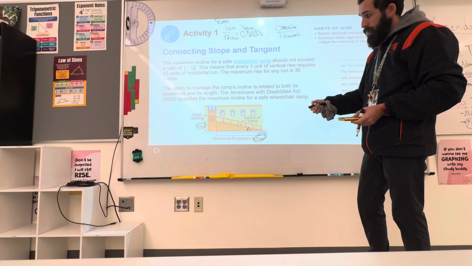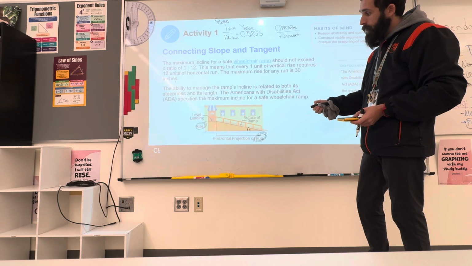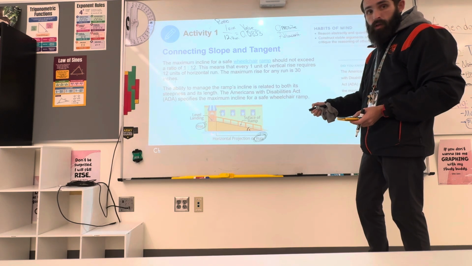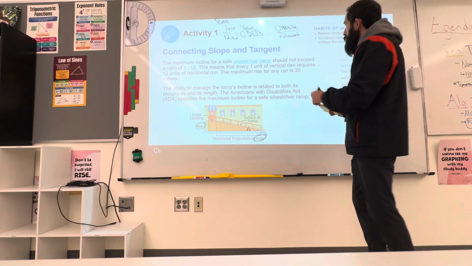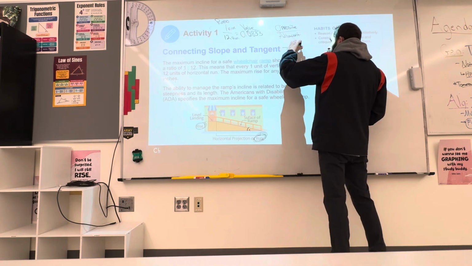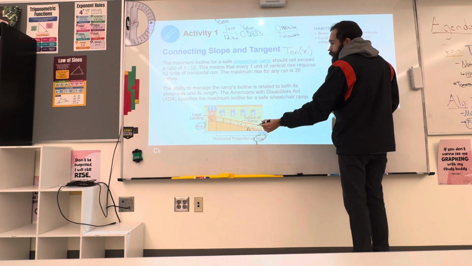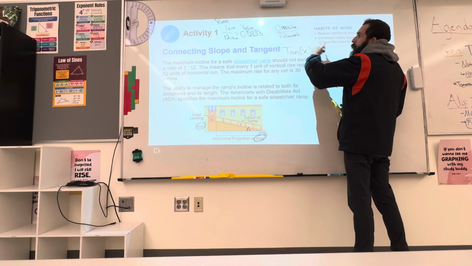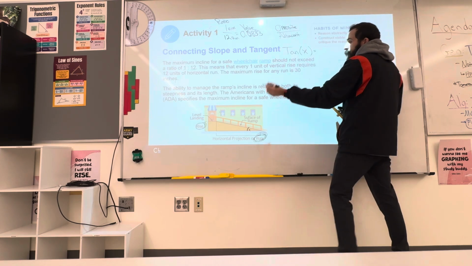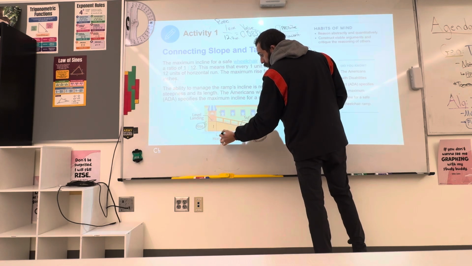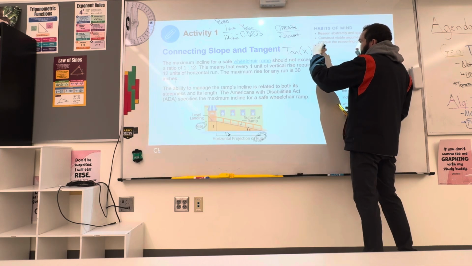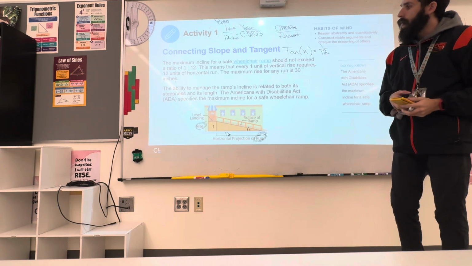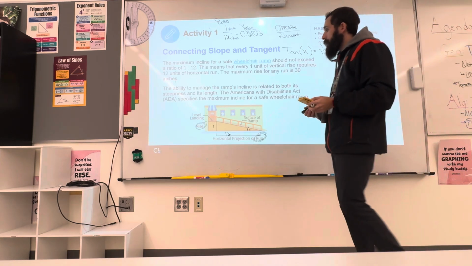The rise, or the leg here, the opposite side, divided by the run, this side right here, equals the tangent of that angle. The tangent of that angle, let's say I called it x, equals the rise, which if this is the bare minimum requirement, would be 1 and 12. That's the bare minimum requirement. Tangent of x would have to equal 1 over 12.